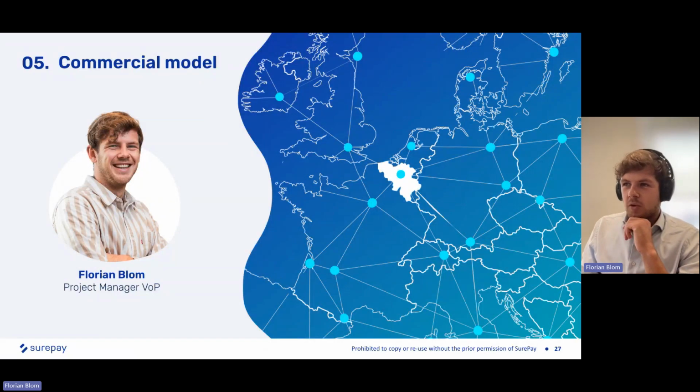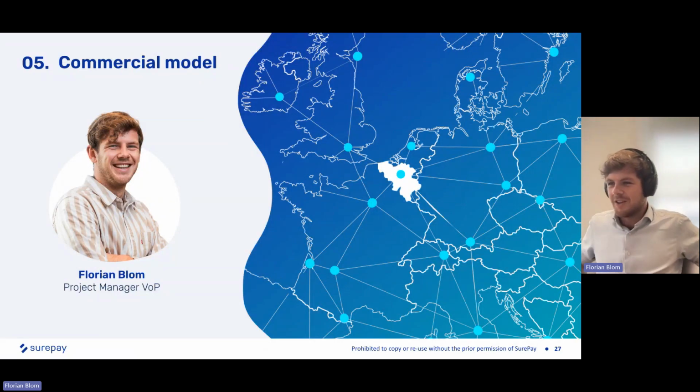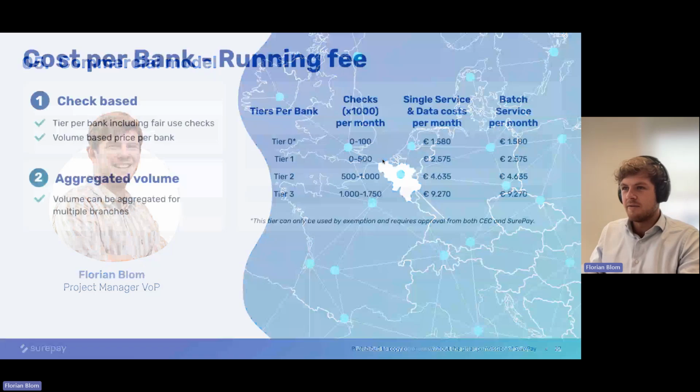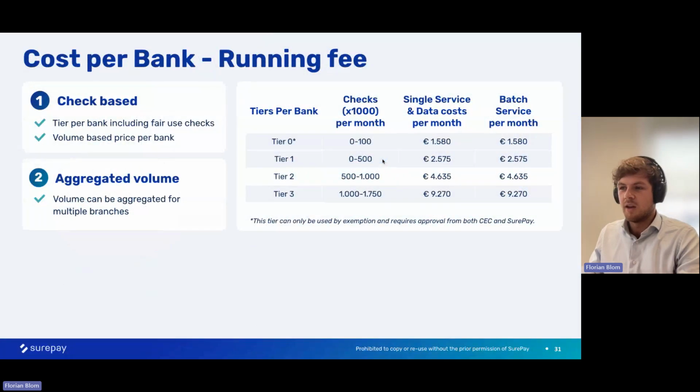Another important topic is, of course, the commercial model. So how much does it cost? We have a contract with CEC, and we came to this price. Normally, the tiers on the right-hand side are going up a little bit higher, but we knew that the banks in this call have rather small volumes within the Belgian community. But of course, if you're interested in the rest of the tiering list, you can ask for it.